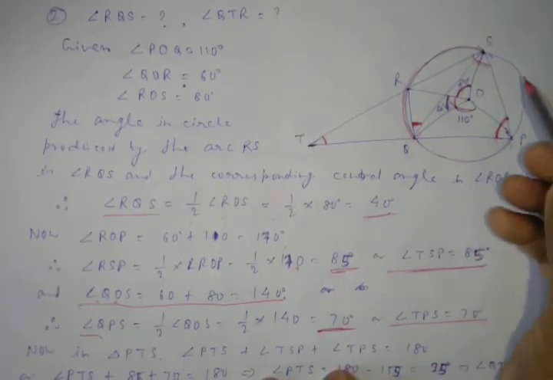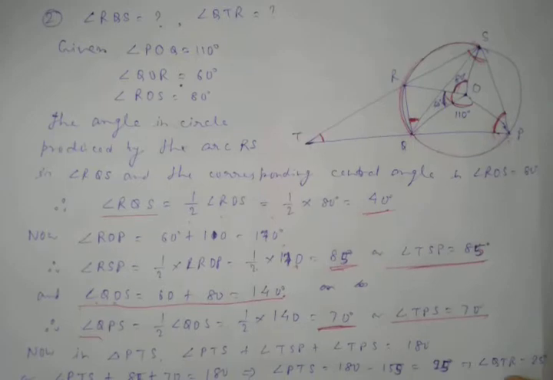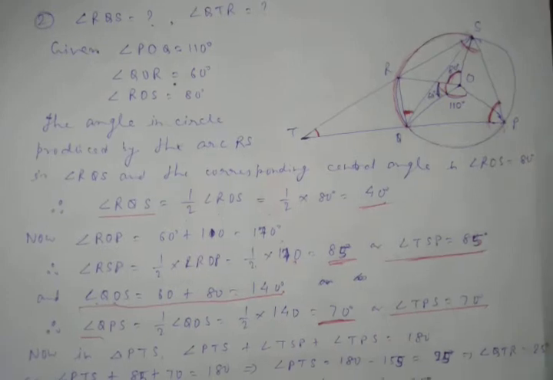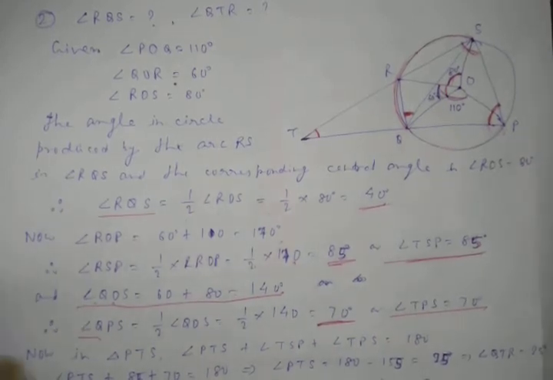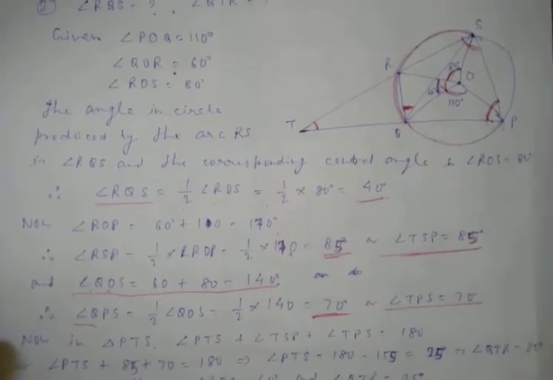So we have found this angle and this angle. Now it is very easy to find this angle. By the angle sum property of the triangle, we can find the angle, 25 degrees. So this is 25 degrees here, the angle sum property, you know. So this is the answer. You can see the video, it is clear.